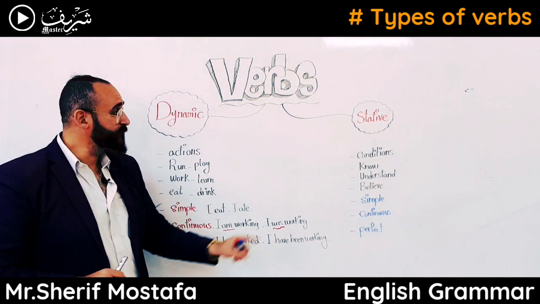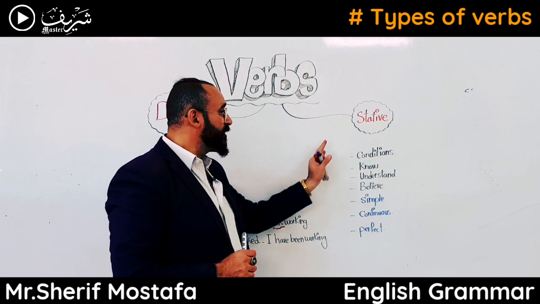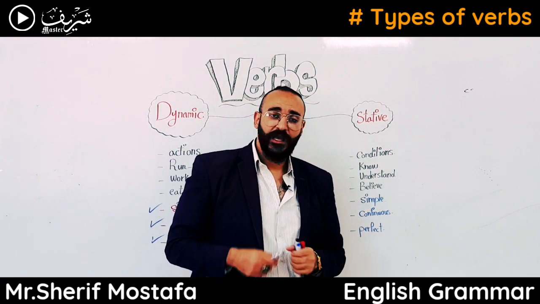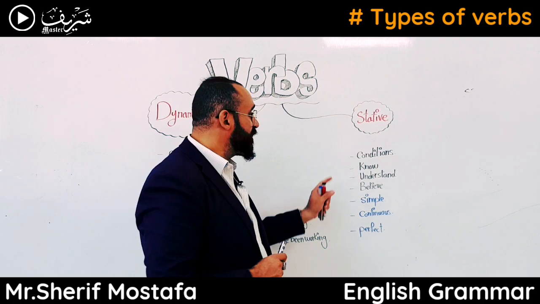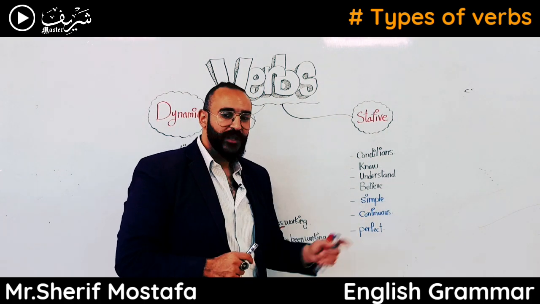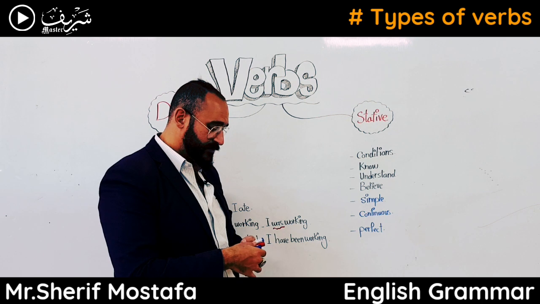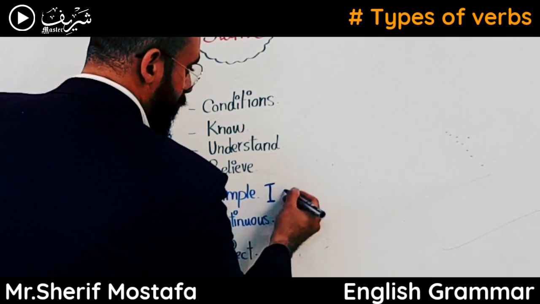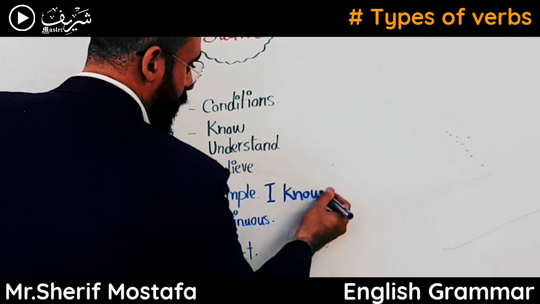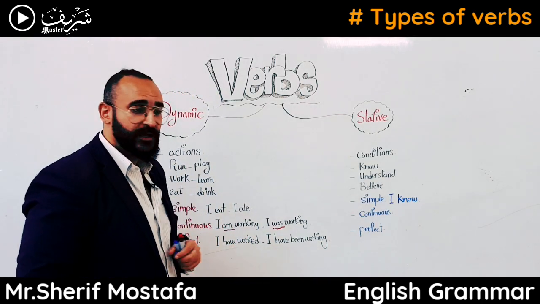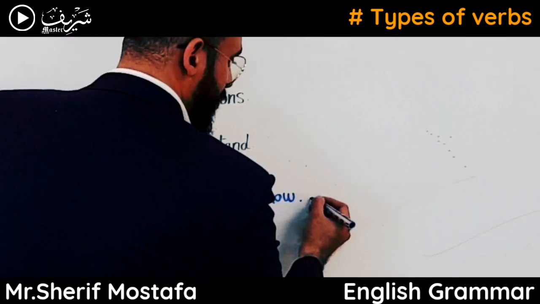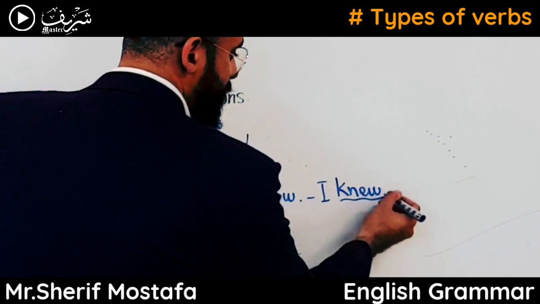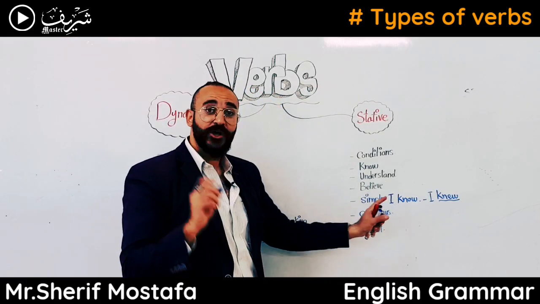And here comes the big one. So for the stative verbs, which, again, are related to conditions and states, it's different from the dynamic verbs. So, for instance, I know. I can definitely say, I know. This is great. And can I also, in the simple form, say, I knew. Knew is the past form of know.